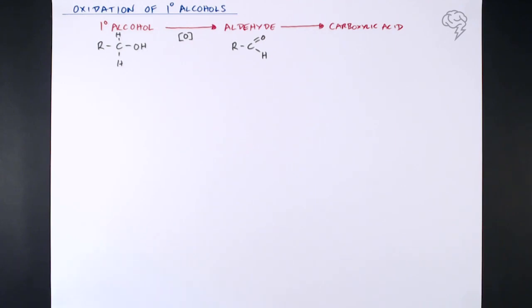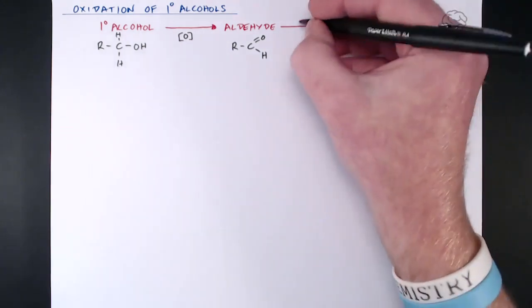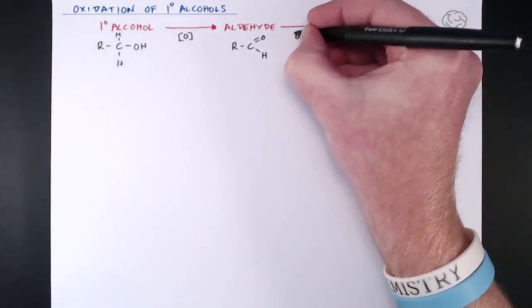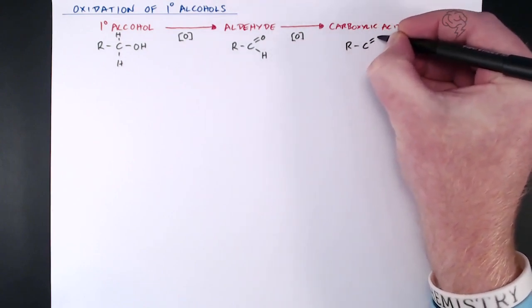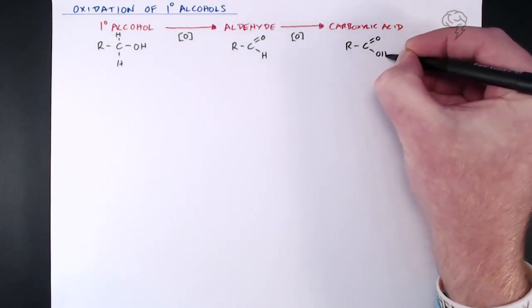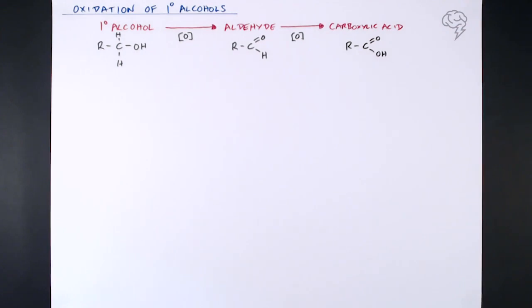But if we oxidize that further, again using that symbol of O in square brackets, we end up with a carboxylic acid. So again, the same R chain, but this time the end carbon still has that double bond O, and we've got an OH as well. Comparing it to the aldehyde, we've added an oxygen there. So in old money, if you remember, oxidation is either the removal of hydrogen or the addition of oxygen. That's what we're talking about here.